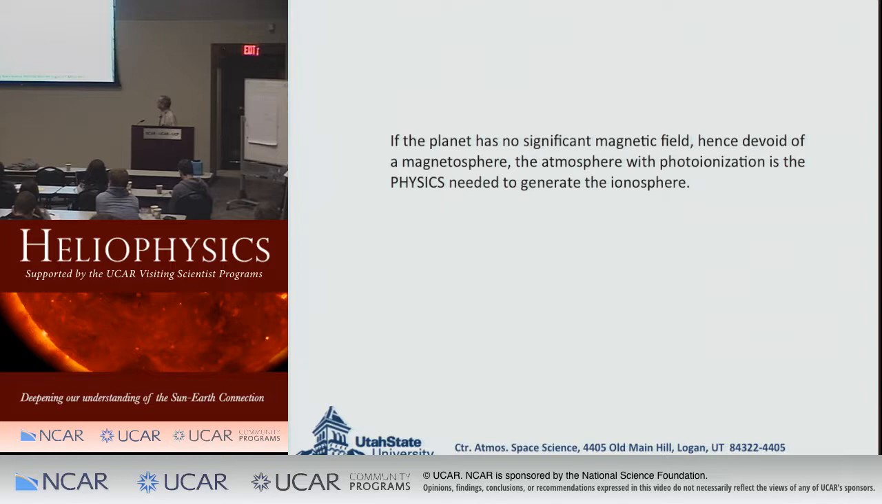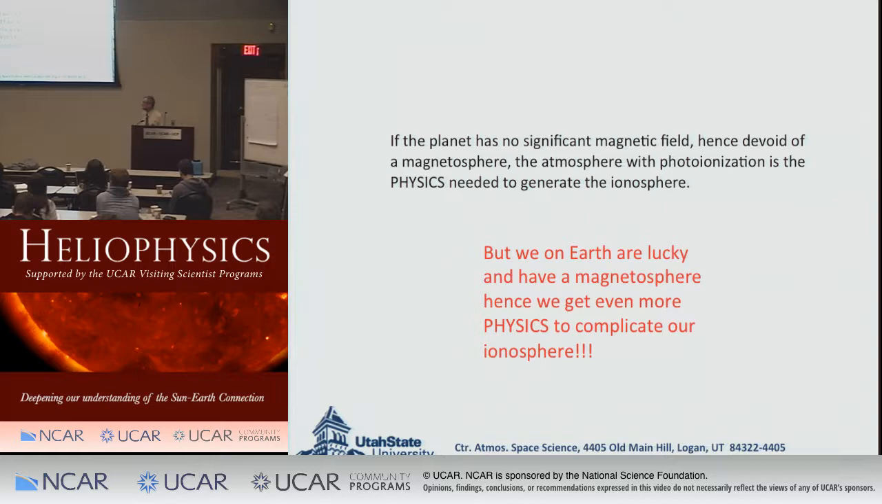Okay. If the planet had no significant magnetic field, hence devoid of a magnetosphere, the atmosphere with photoionization is all the physics needed to generate the ionosphere. And then we'd be done. But we are on Earth, are lucky and have a magnetosphere. Hence, we get even more physics to complicate our ionosphere. So that's kind of the difference between what we've talked about up until now, you can apply to planets with no magnetic fields or no significant magnetic fields. But now we're going to talk about some other effects.